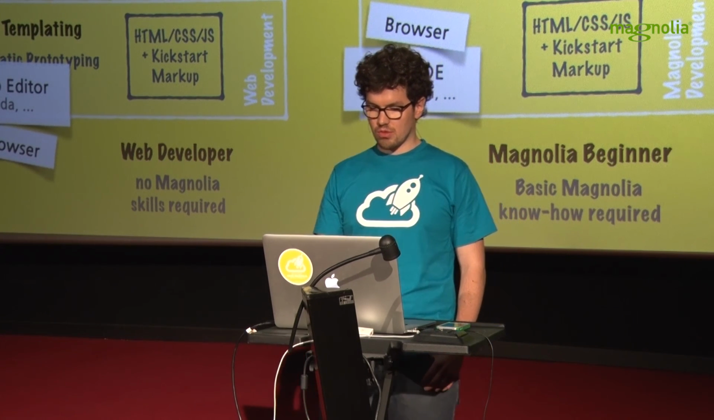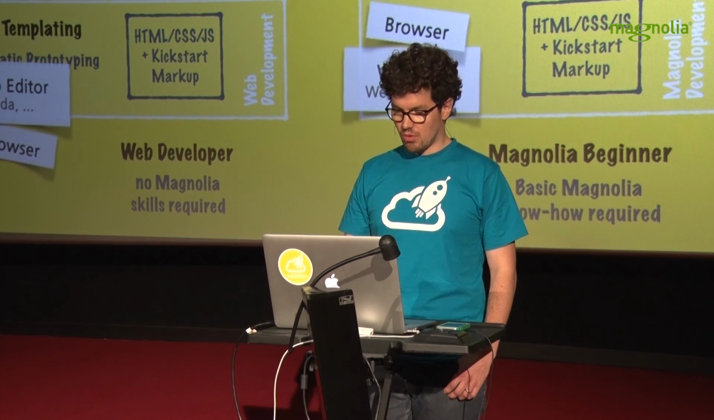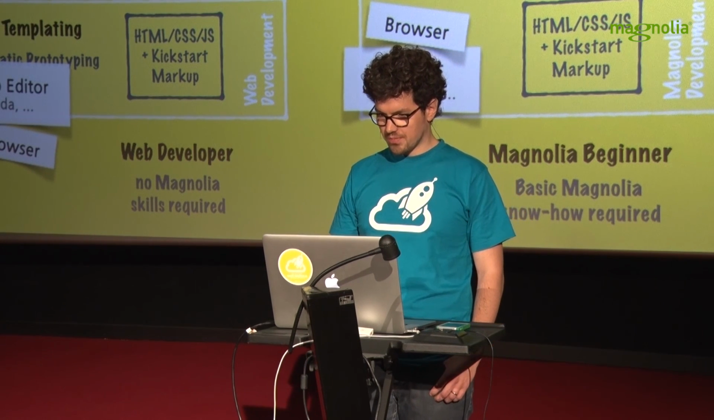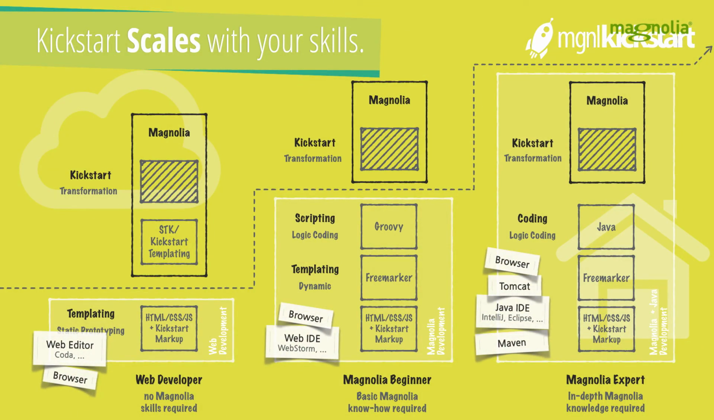Here you can also use a more advanced IDE like WebStorm, for example, or your browser. And again, if you're a Magnolia expert, as most of you probably are, you will be able to use Kickstart locally. You run a Magnolia instance locally, deploy it to an application server, and use the IDE you're used to, like Eclipse or IntelliJ, and develop locally as you are used to.